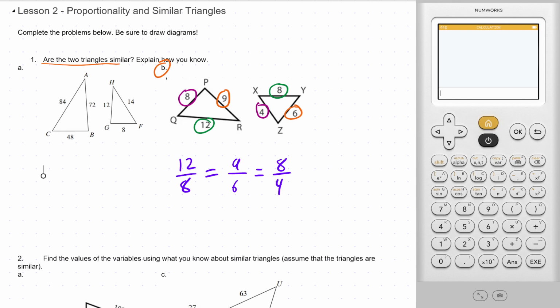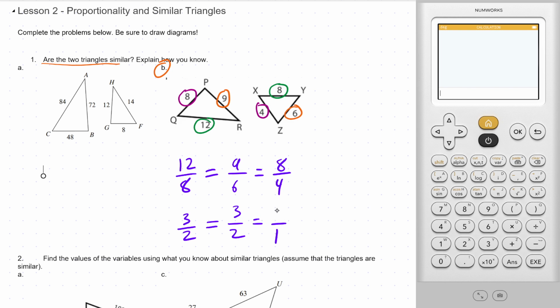Right, so let's reduce these fractions. So 12 over 8 will reduce down to, let's see, divide top and bottom by 4, and I'm going to get 3 over 2. And 9 over 6, divide top and bottom by 3, and I will get 3 over 2. So far, so good. And then 8 over 4, divide top and bottom by 4, and I'm going to get 2 over 1.